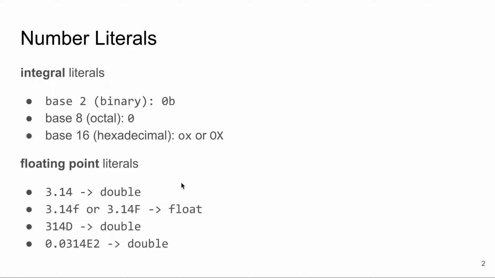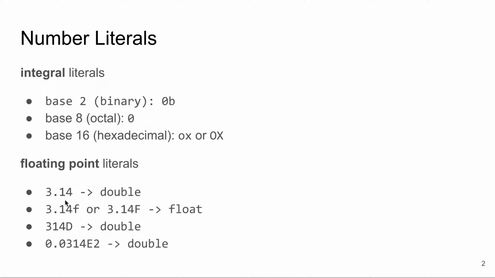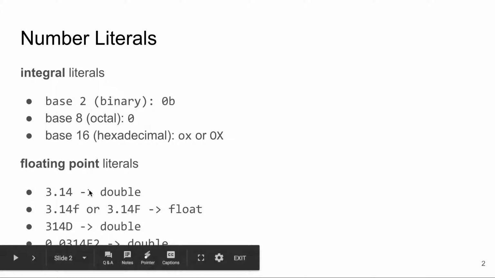For floating point literals, we use a suffix to indicate whether we want to use float, single precision, or double precision. And note that the default is actually double. If you simply type 3.14 in your program, it's assumed to be a double.